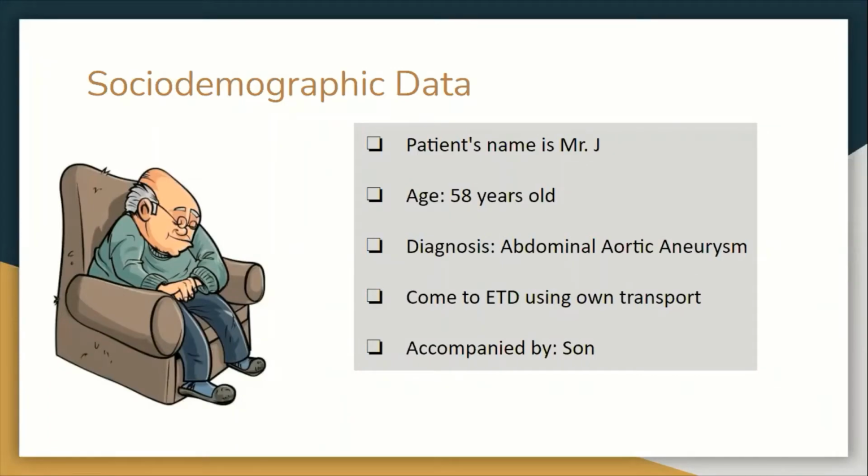The patient is known as Mr. J and his age is 58 years old. His diagnosis is abdominal aortic aneurysm, or more commonly known as triple A. The patient came to the ETD using his own transport and was accompanied by his son.